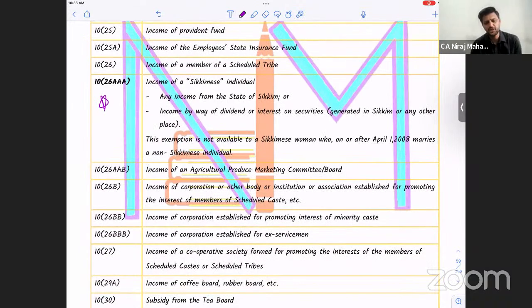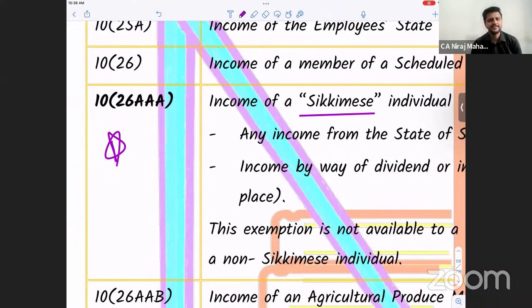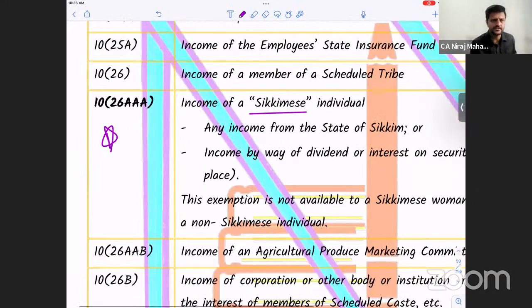Income of a Sikkimese individual. Only Sikkim. See, in the Constitution, we have given special status to special states also. If you read in and around Article 370, some north-eastern states were also given special statuses. One of the most important was 370 for J&K, Jammu and Kashmir. Apart from that, other articles around that are for special statuses for north-eastern states also.